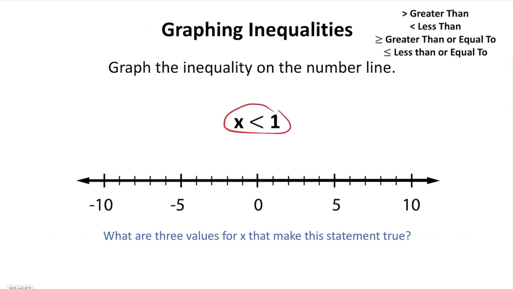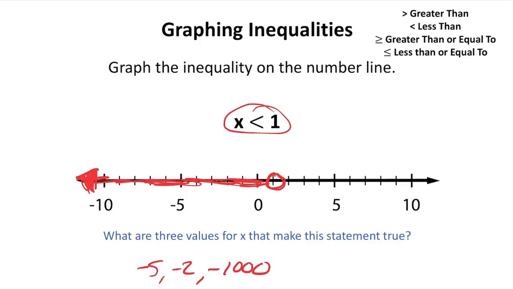If we want to graph x is less than 1, we're going to circle the 1. All the numbers less than 1, but it cannot be equal to 1, so we leave this as an open circle right here. 3 values for x that make this statement true, anything over here, -5, -2, -1,000. Any number that falls in the shaded area.